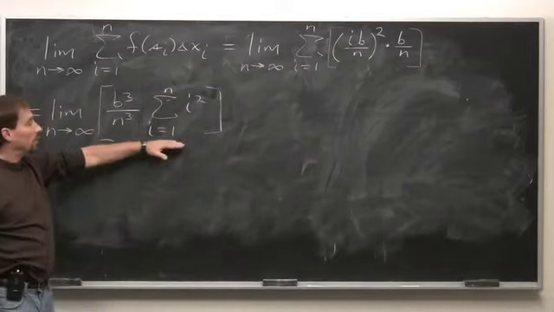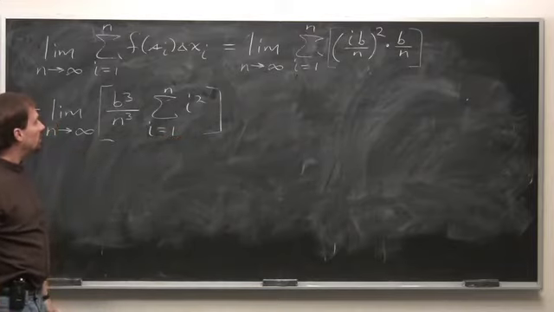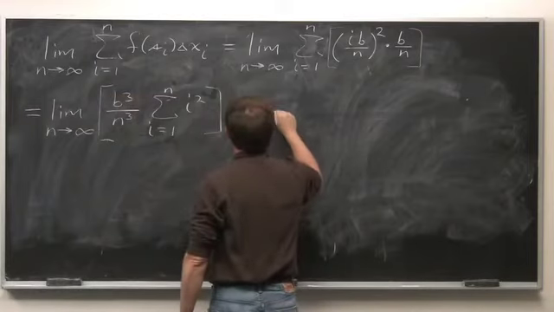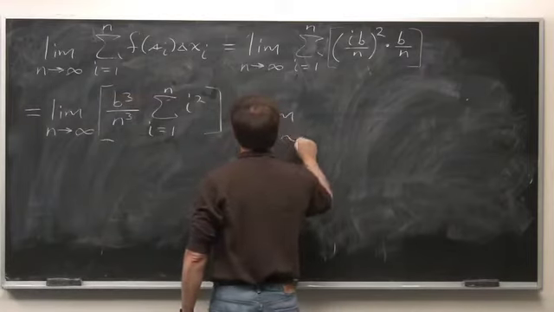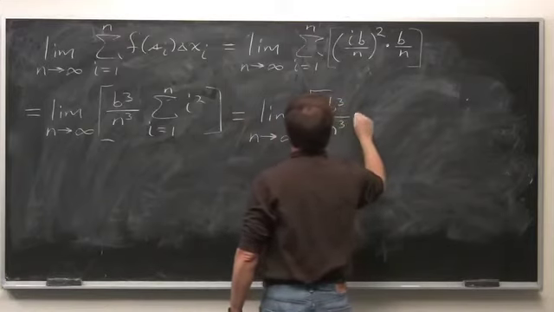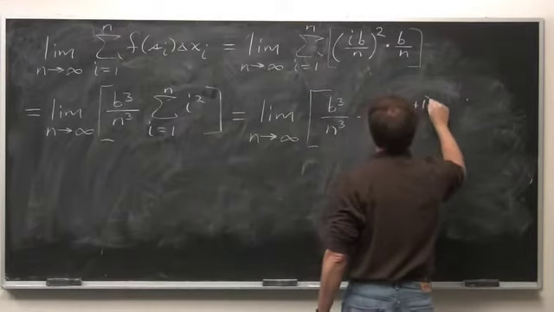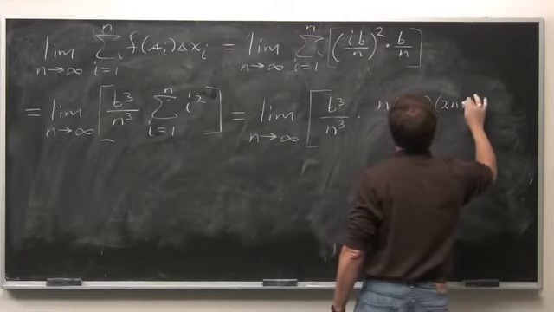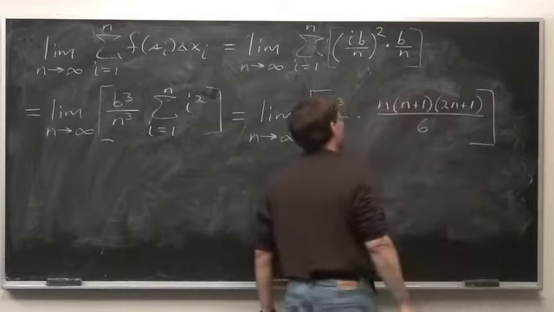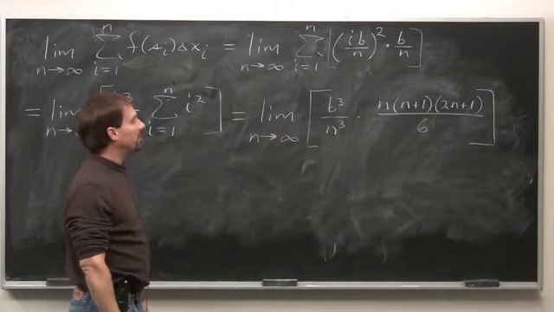Now, we need a formula for the sum as i goes from 1 to n of i squared. But we have such a formula. We had it in an earlier section. This is the limit as n goes to infinity of b cubed over n cubed times n times n plus 1 times 2n plus 1 over 6. Should you have that memorized? No, absolutely not. You should go back and look it up. But that's what you get.